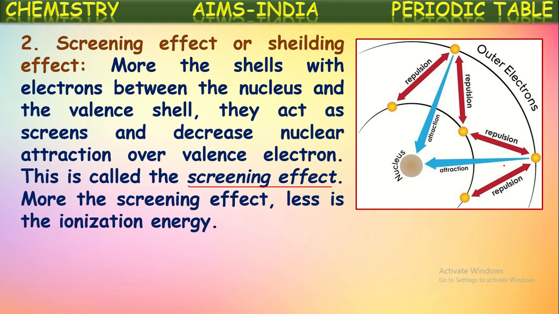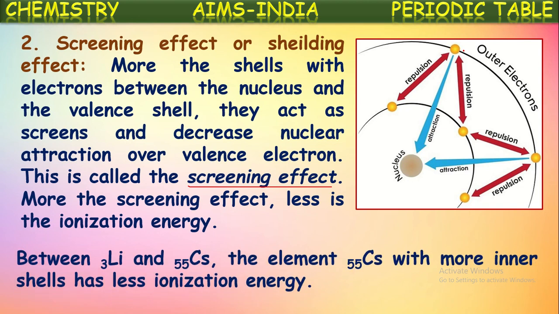What happens if more shells are there and they screen or protect these outer electrons from the nuclear force of attraction more? Then what happens? The nuclear force of attraction on these electrons will be less, so they can be removed very easily. That means they require less energy for removal. That we can say as less ionization energy. So, as the screening effect increases, ionization energy decreases. Because with more screening effect, the nuclear force of attraction on outer electrons decreases. Hence, they can be removed with the supply of a minimum amount of energy.